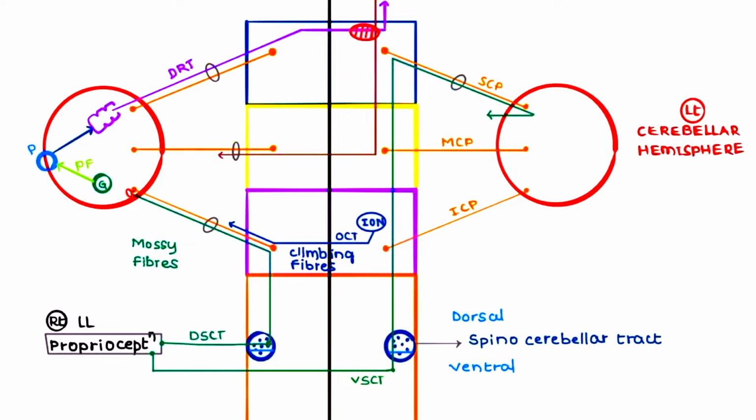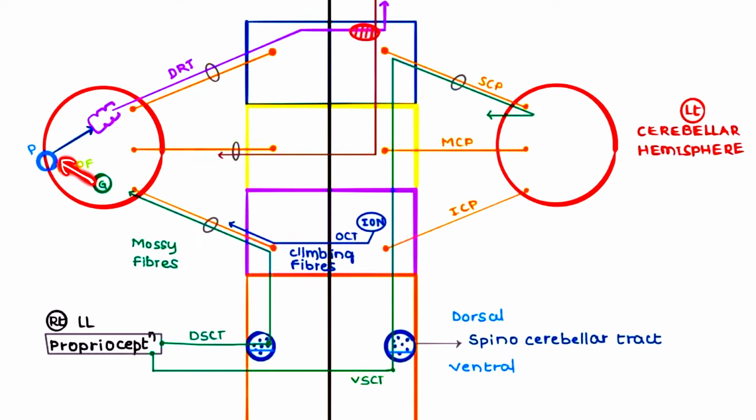As it reaches the cerebellum, these mossy fibers will excite the granule cell. Through the parallel fibers, it will further excite the Purkinje cell. Now this was the efferent.